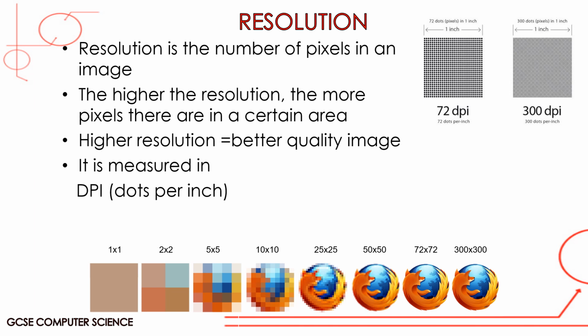To work out the size of an image, you have to multiply the resolution, essentially. You count the number of pixels going across by the number of pixels going down, and that will be the total number of pixels in an image. Then you multiply that by the color depth, how many bits there are per pixel, and you will have the total size of the image.